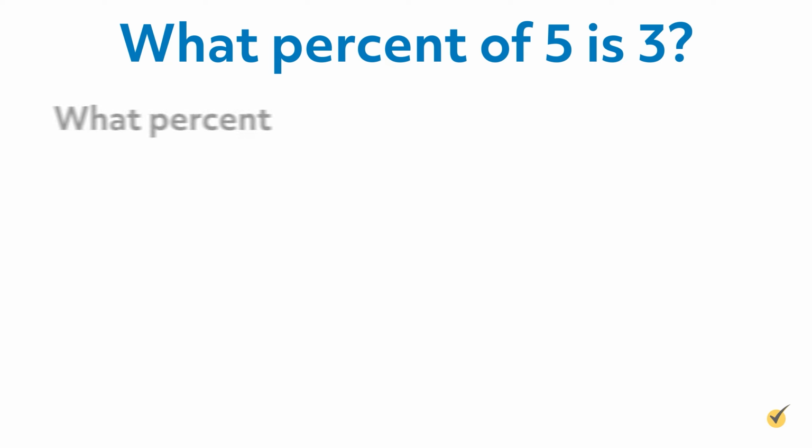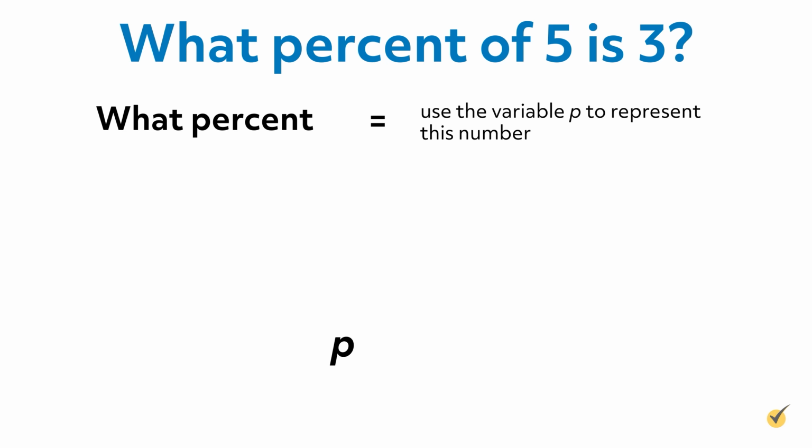The question starts with what percent? Since we don't know the percent, we'll use the variable p to represent this number. The next word in the question is of. Remember, when translating written equations into algebraic equations, the word of indicates multiplication. Therefore, write a multiplication sign after p in the equation. The next part of the question is the number 5. Write 5 in the equation after the multiplication sign.